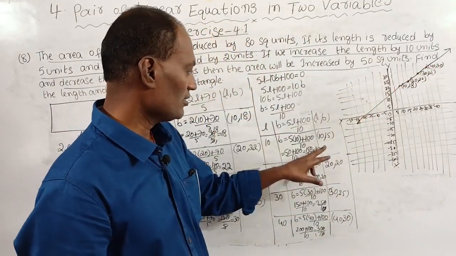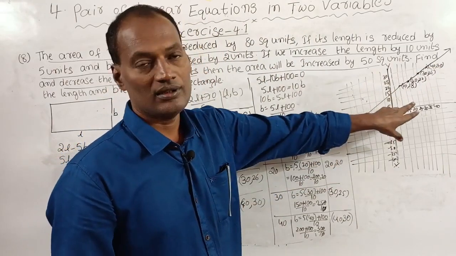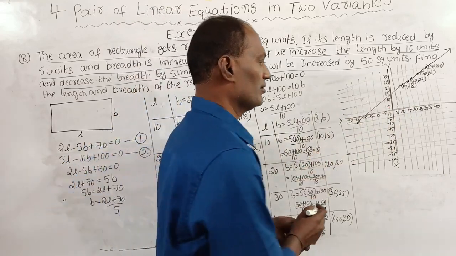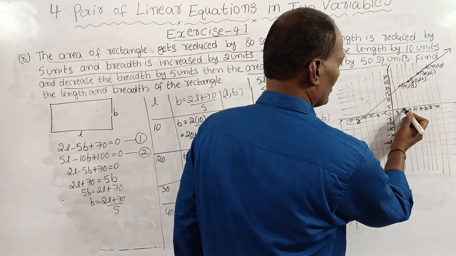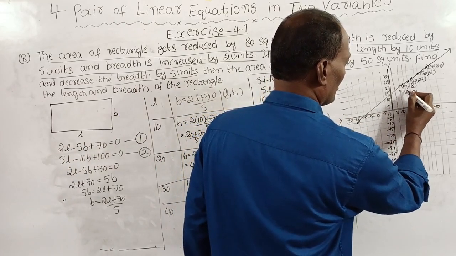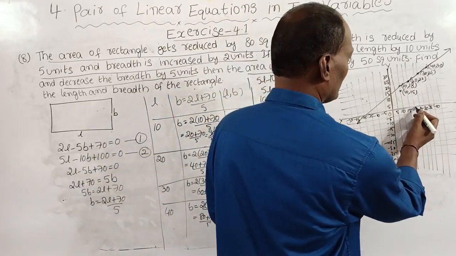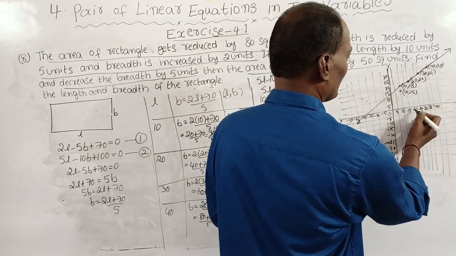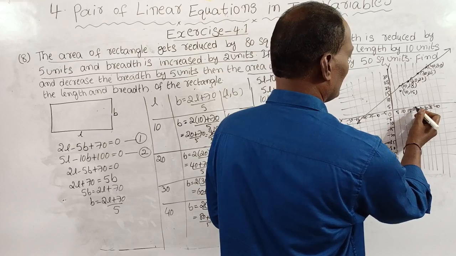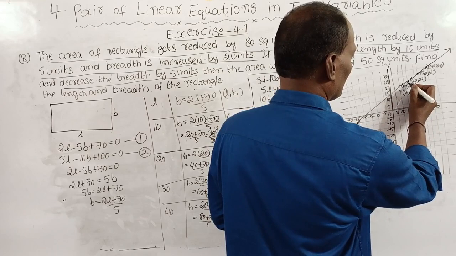Now come to the second linear equation of these points. We have to plot on the graph page. First point 10, 15. This is 10, this is 15. Here 10, 15. Next second point 20, 20. Here 20, here 20, here also 20. This is 20.